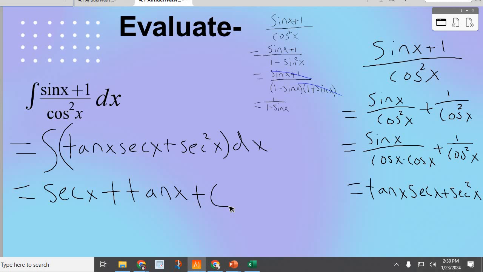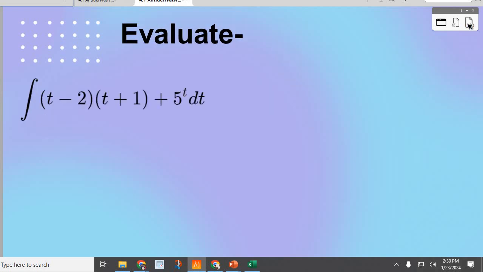Alright, we have one last one. So what do we have going on here? Multiplication. What did I say? Right now I don't have a way to take the integral of multiplication, so what could I do to get rid of the multiplication?